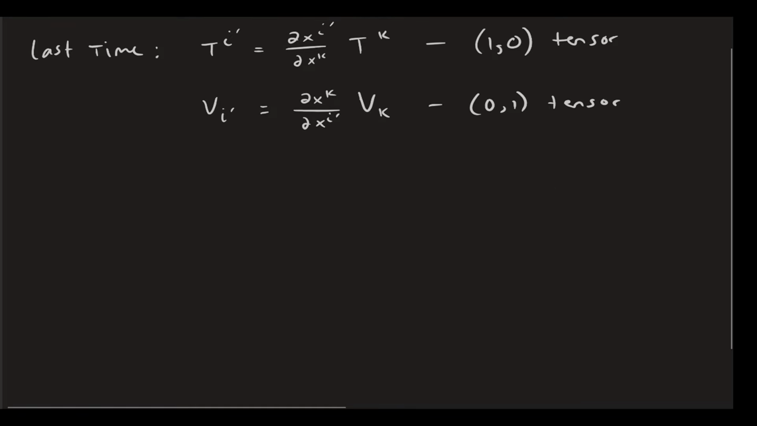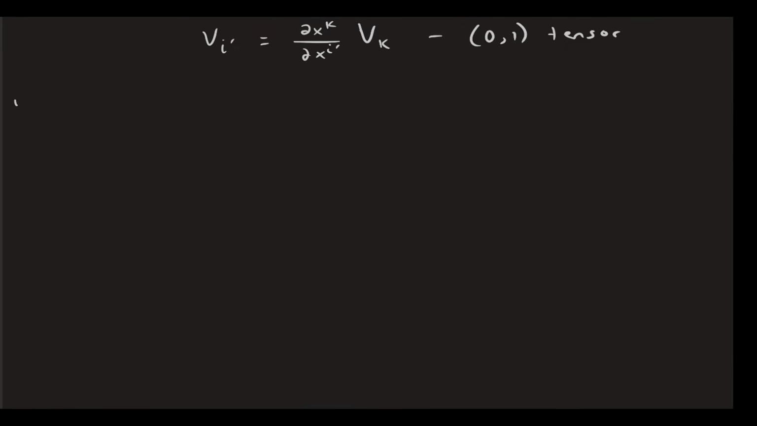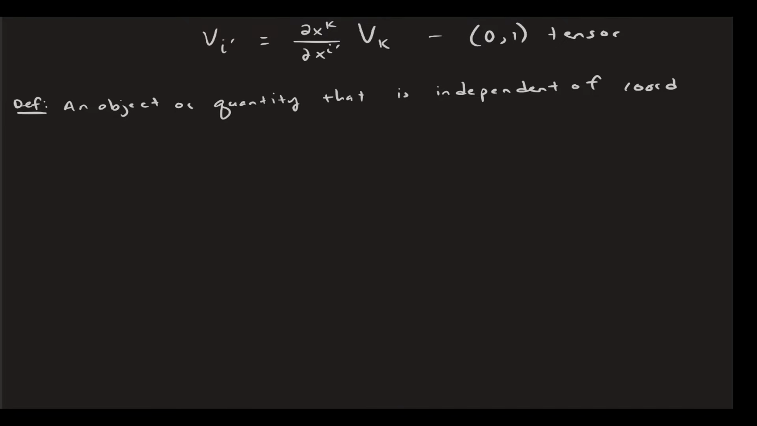So let's look at something called invariance. Definition: an object or quantity that is independent of coordinate system is called invariant.